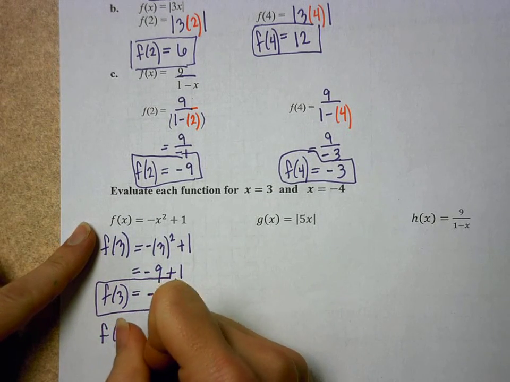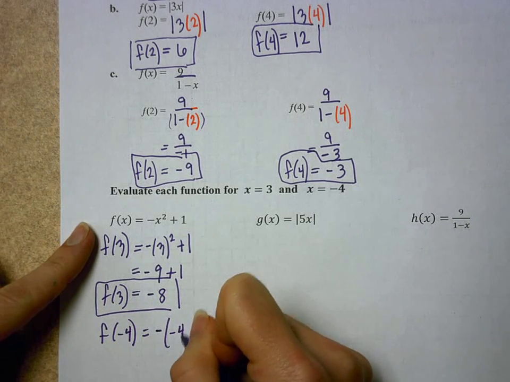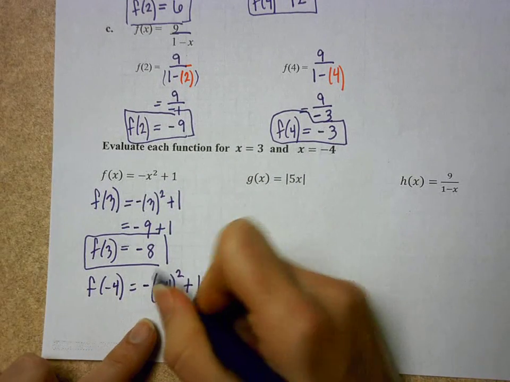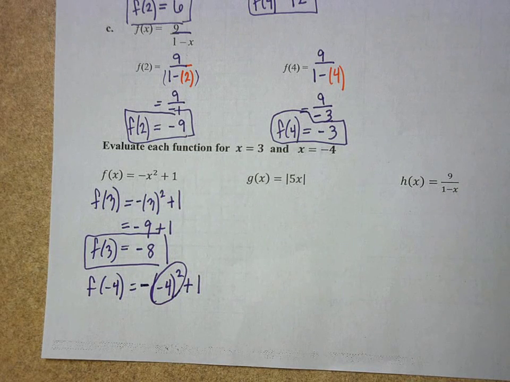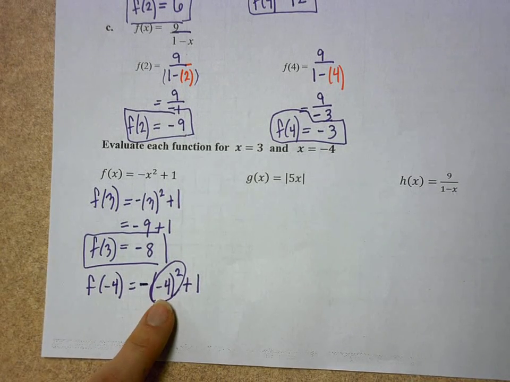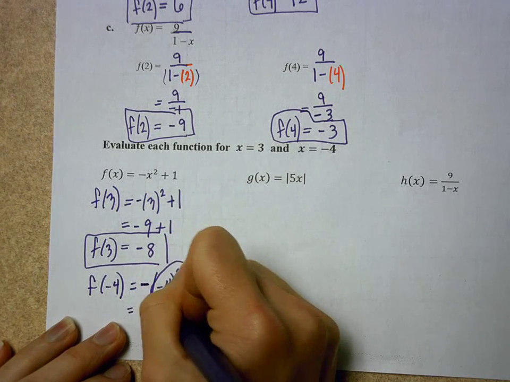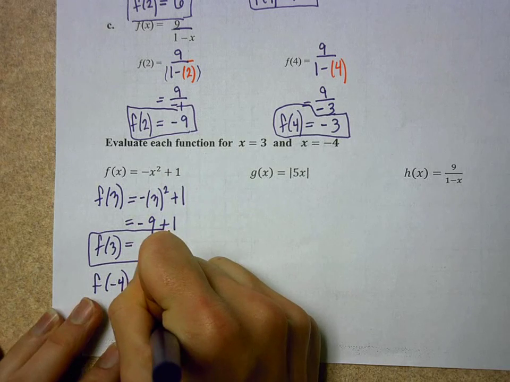When you plug in negative 4, it's equal to the opposite of negative 4 squared plus 1. Keep in mind, do the exponent before you multiply by this negative 1. Negative 4 squared is 16, but negative 1 times 16 is negative 16. Negative 16 plus 1 comes out to equal negative 15.